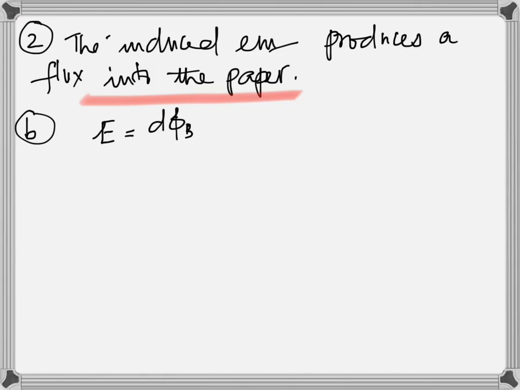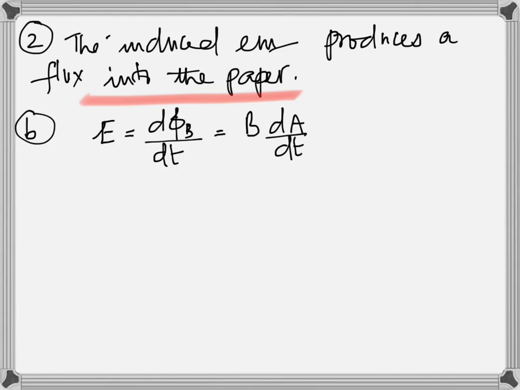That's why the induced EMF produces a flux into the paper, because it was decreasing. It didn't want it to decrease, so it produces exactly in the same direction. All right, the D part says, what is the magnitude of the average induced EMF?